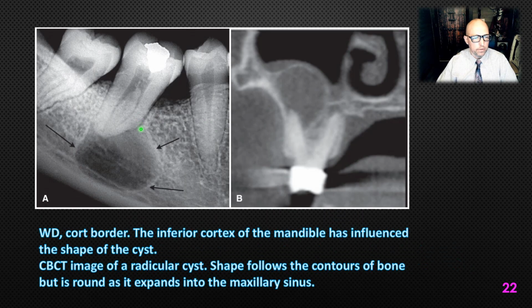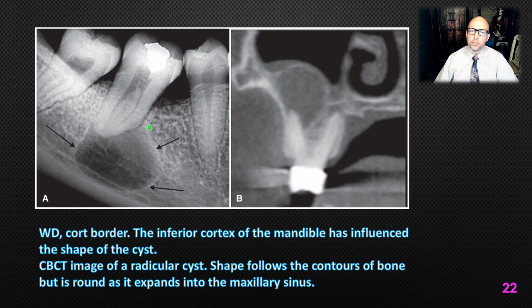A couple other examples. What does this look like? This looks like a bag of fluid that's very cyst-like in appearance. Very well-defined, corticated borders. And so this looks like it's developing into a periapical cyst. I said, as a general rule of thumb, if it grows beyond a centimeter, start thinking periapical cyst.